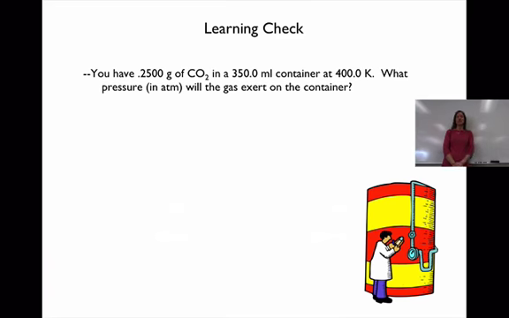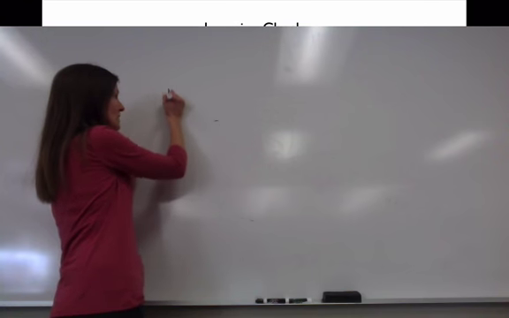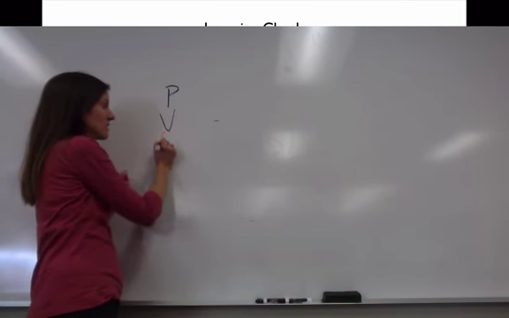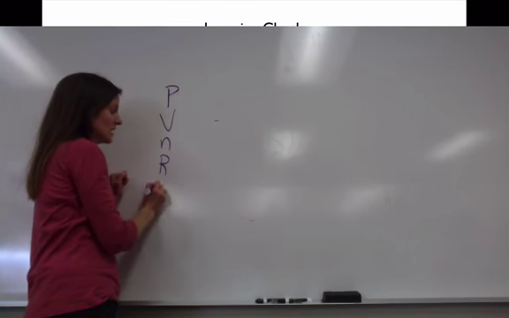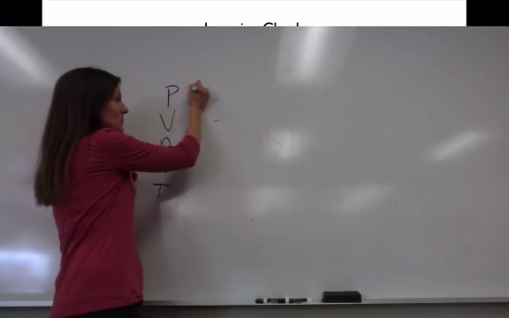So you can tell this isn't a changing situation. We don't have two pressures, two volumes, two temperatures, or anything like that. We just have a static situation and we're asking for one of our variables, which means we're going to use the ideal gas law. So when I problem solve these, I write down the variables in my ideal gas law, P, V, N, R, T, and I just start assigning their values. So pressure is what I'm looking for.